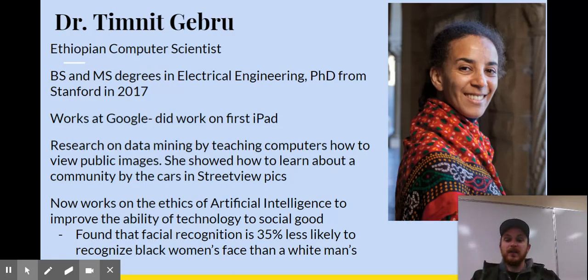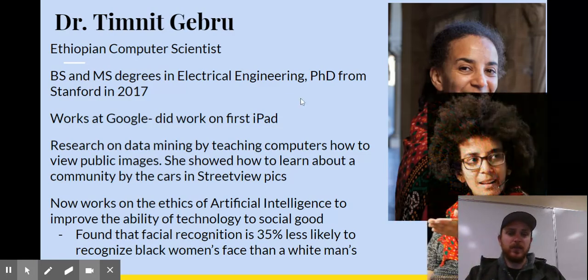She now works on a lot of artificial intelligence and the ethics behind it. At least early iterations of facial recognition found that it was 35% less likely to recognize a black woman's face than a white man's. And you could argue that might be good or bad depending on how facial recognition software is being used, but it's not equitable. And so that's one of her big focuses, is just to create more equity and also speak to the ethics of using artificial intelligence. What are we using it for? Is that an ethical use, etc.? So thank you, Dr. Gebru. There's another picture of her giving a talk.